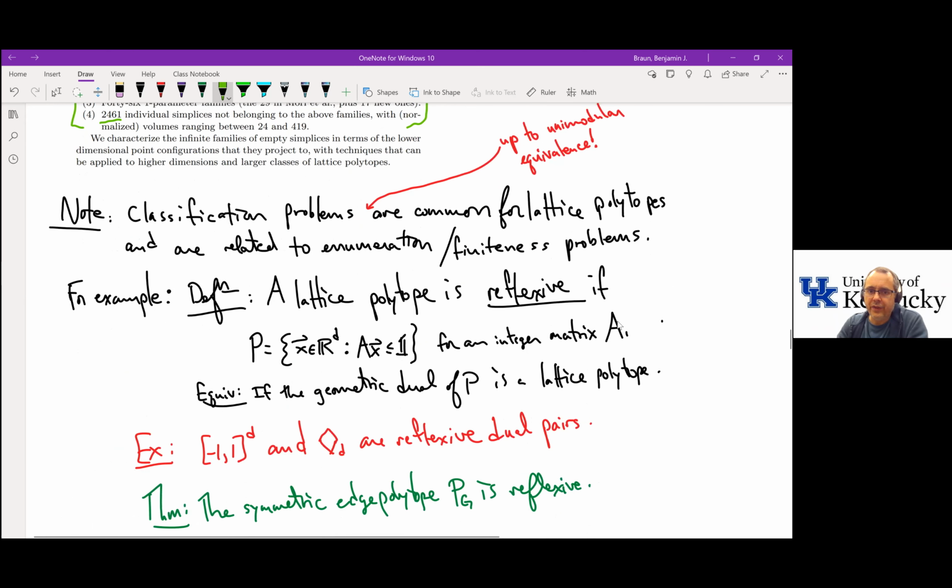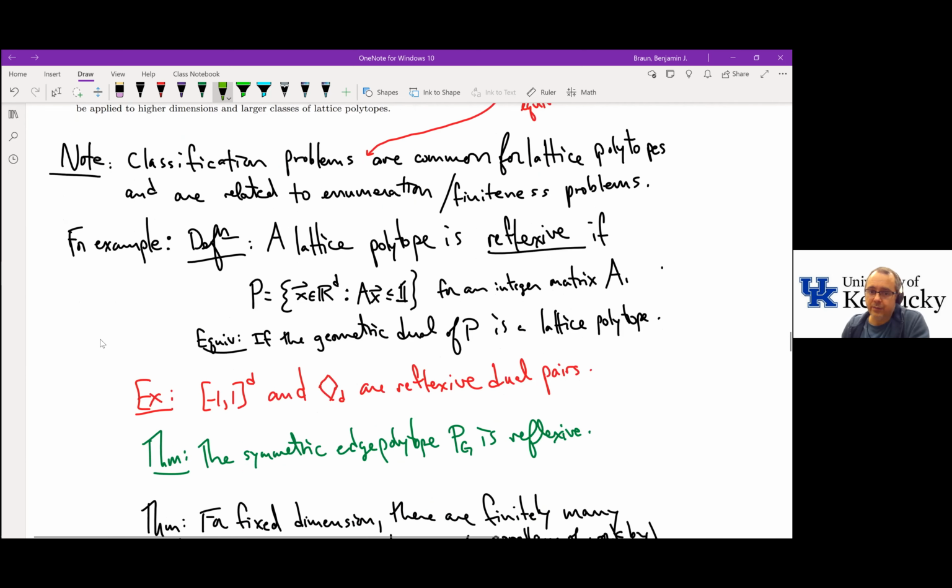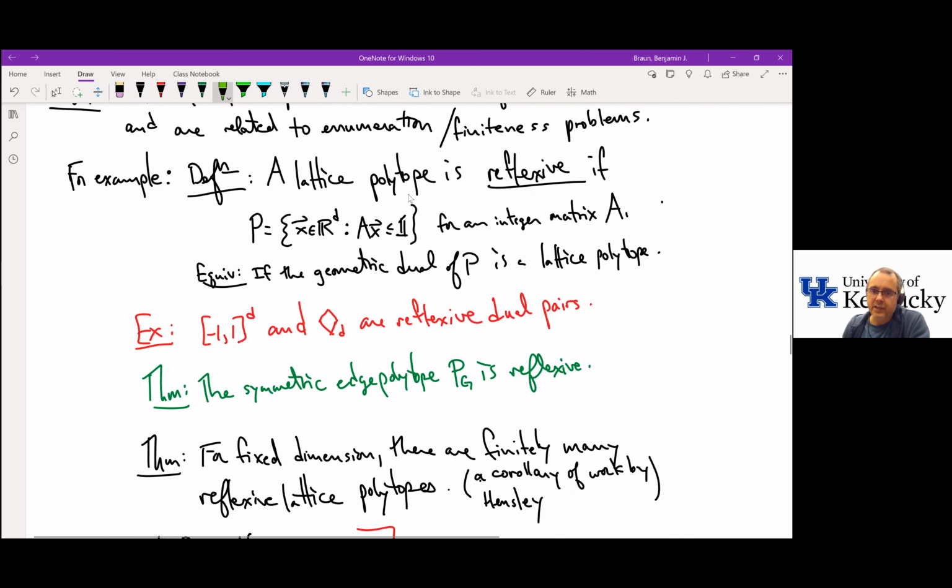All right, so one thing I do want to point out is that this idea of classification problems is another general guiding question for lattice polytopes, and they're related to enumeration and finiteness problems. Let me give you one example of this. A lattice polytope is reflexive if, being a lattice polytope means you're the convex hull of a bunch of integer vectors, you're reflexive if your half-plane description has the following structure.